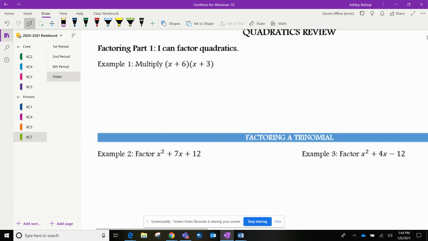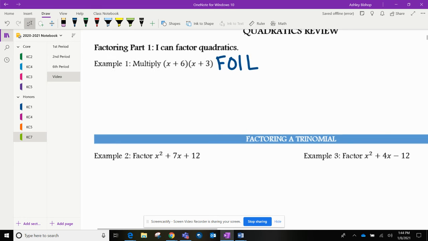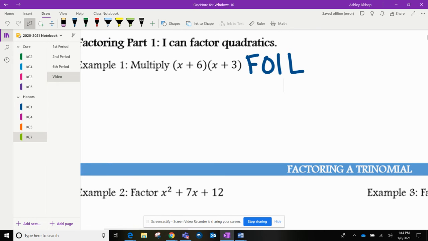And so when I present you with a problem like this, you may automatically think of FOIL, first, outer, inner, last, or you may think of the box method. And I will show you both. I personally prefer FOIL, so I will be doing FOIL, but for today, I will show you both of them. So when I'm presented with these two, if I want to multiply the two binomials, x plus 6 times x plus 3, I'm going to do FOIL.